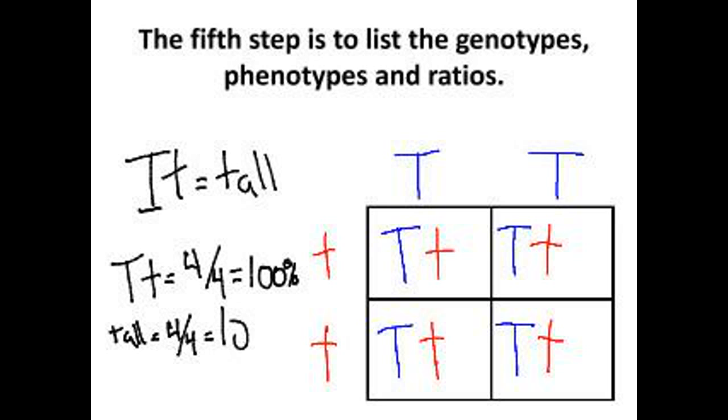This should match Mendel's famous experiment, where the F1 generation, after crossing a purebred tall and a purebred short, the F1 generation had every single individual as tall. So this is a quick example of how to complete a Punnett square.